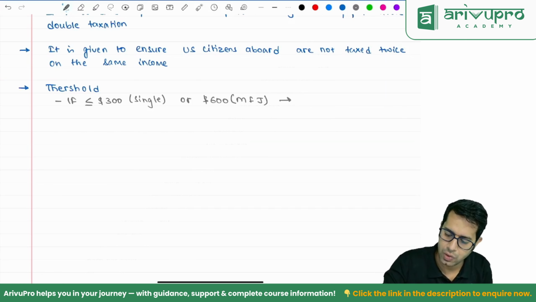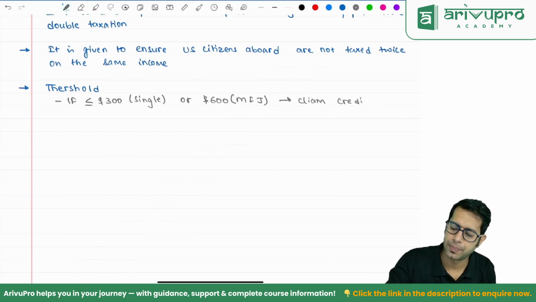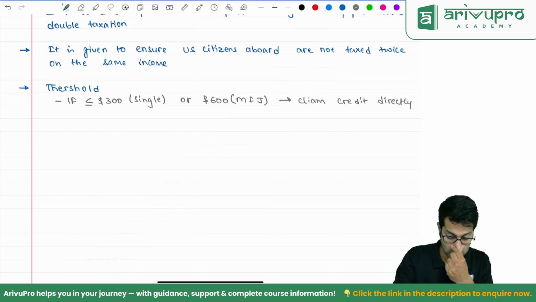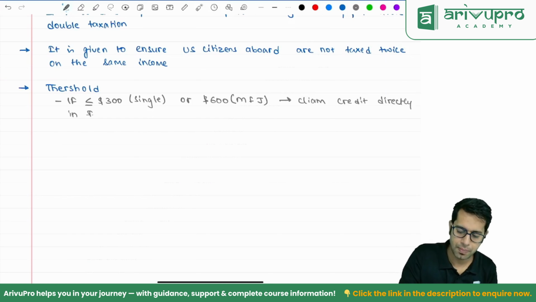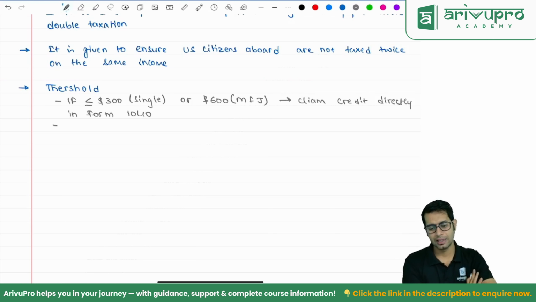In such case, you can claim credit directly in form 1040. So whatever taxes you have paid over there is less than or equal to $300 or $600, then you can directly, while filling your form 1040, claim this money.